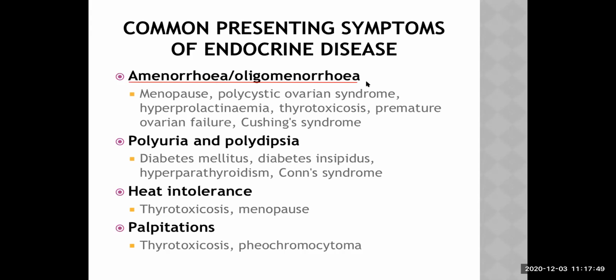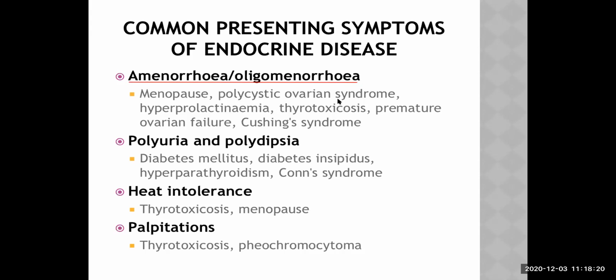All the students are answering correctly. Amenorrhea means absence of menstruation. There is no menstruation. Oligomenorrhea is decreased bleeding, decreased flow, decreased amount of blood loss during periods. Now, menopause is one of the commonest causes of amenorrhea. This is a permanent type of amenorrhea because after menopause, there is no menstrual cycle.